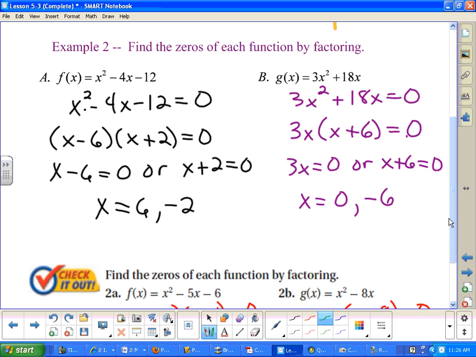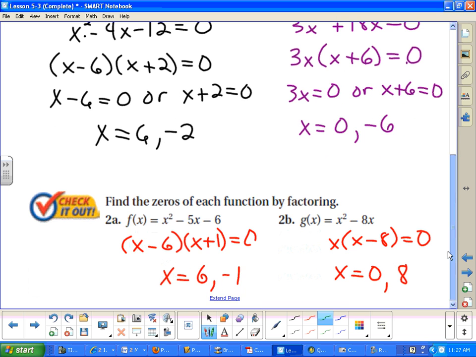And how are the zeros compared to the factored form? What, Shelby? Okay, they're the opposites. Except if I have a zero, then I just have an x in front of it, by itself. Same with these down here. Factors x minus 6, x plus 1. My zeros are 6 and negative 1. So my zeros are the opposites of my factored form.